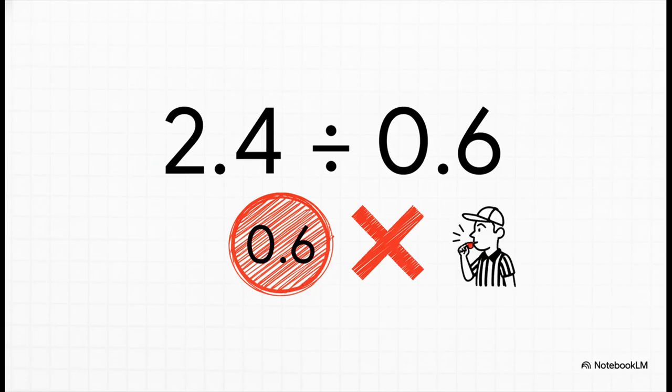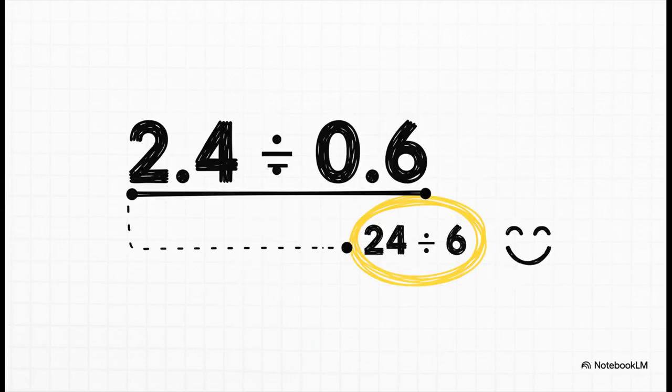So let's look at this problem. 2.4 divided by 0.6. You see it, right? That 0.6 we're dividing by? It's a decimal. It's breaking our big rule. But don't worry, we're going to fix it right now. And here's where the slide comes in. To turn 0.6 into a whole number, we just slide its decimal 1 place to the right.